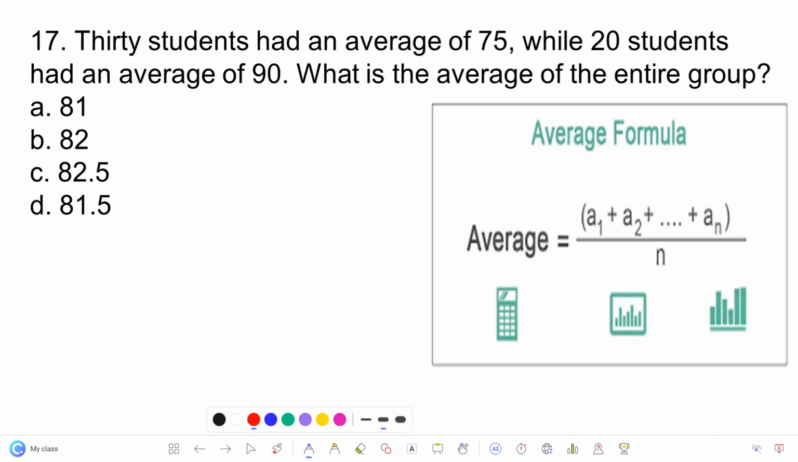Now here, ang sinasabi niya, mag-underline po tayo ulit para hindi tayo malito. 30 students daw, ang average ay 75. At ang 20 naman students naman, ang average ay 90. What is the average of the entire group? So dito, binibigyan tayo ng 75 na 20. Tapos, meron din tayong 90 na 30 na 75 tsaka 20 na 90.